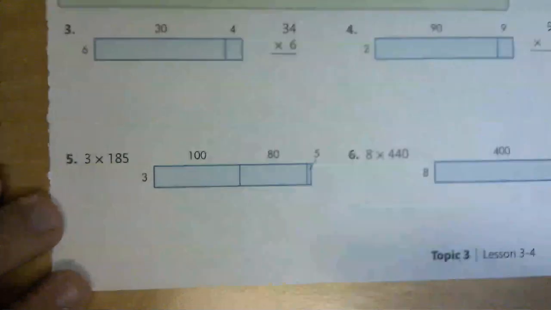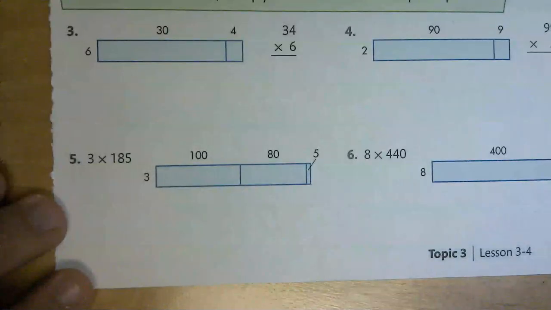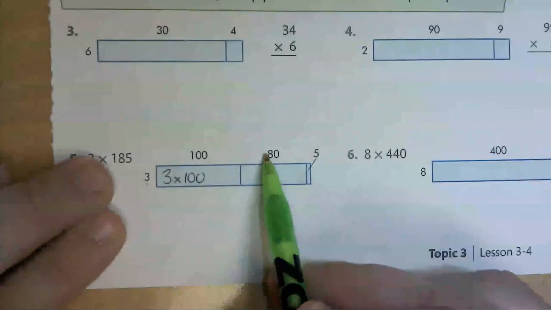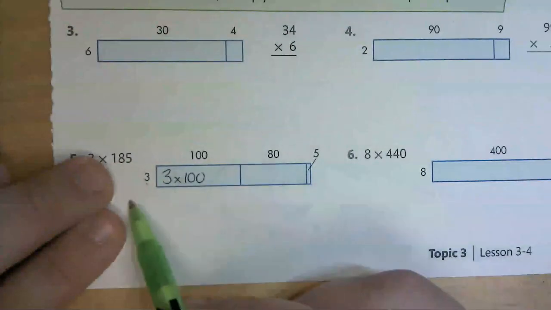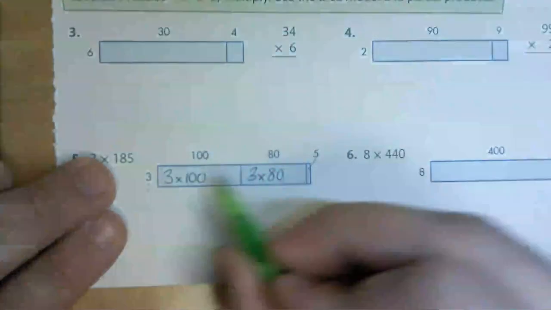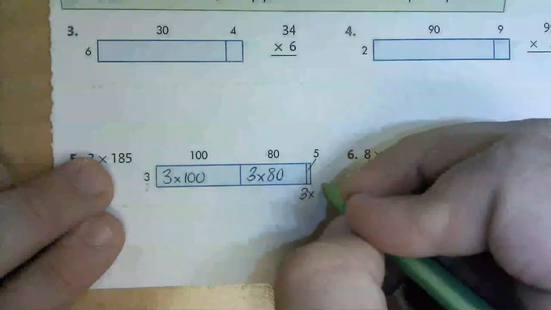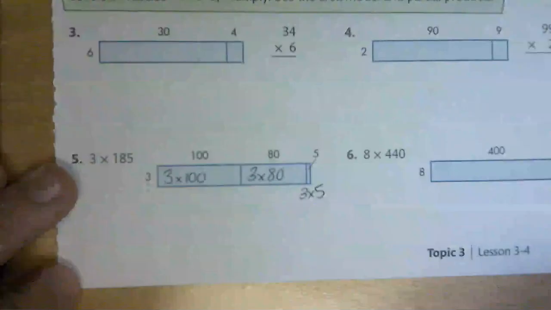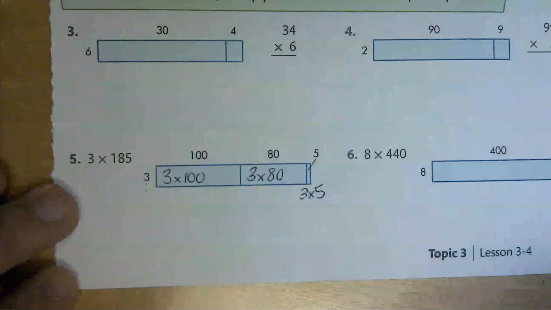I hope you paused the video and solved that problem because we're going to go ahead and jump in now. So I've got 3 and I've got 100. So 3 times 100. Next I have 3 and I've got 80 over here. So 3 times 80. And then last 3 and then 5. So 3 times 5. All right, I'm going to go ahead and solve each of these. I hope you already did that.